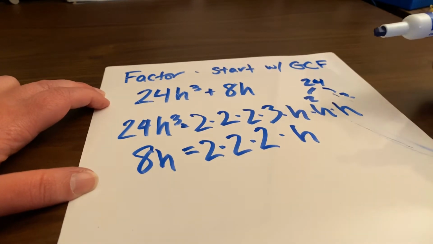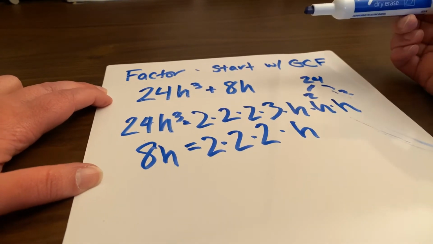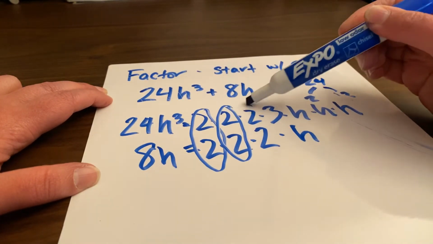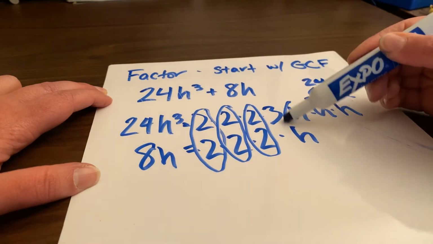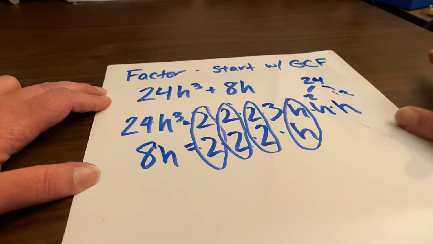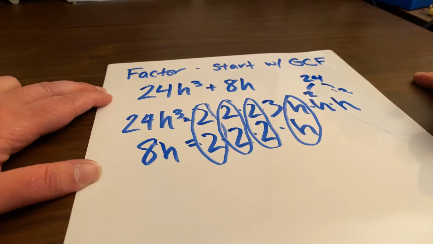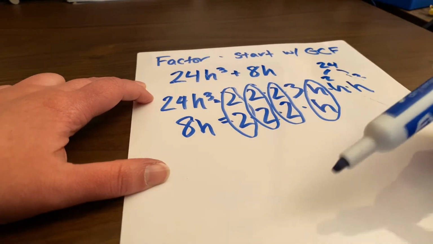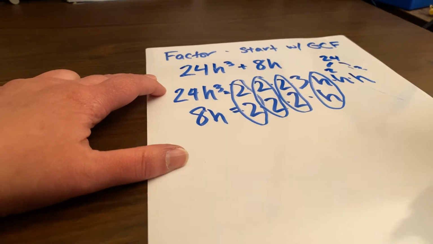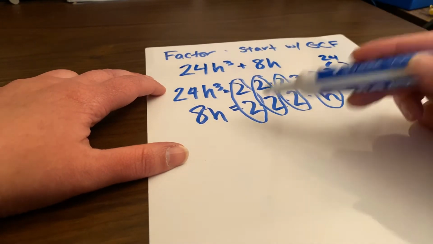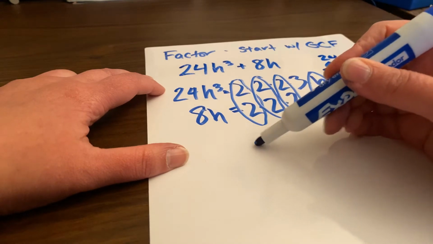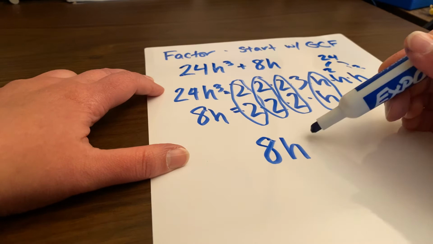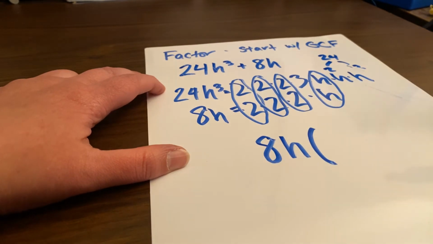Now, I like to say, well, what do these terms have in common? They have a set of 2s, another set of 2s, another set of 2s, and an h. Well, okay, so when we're factoring out the greatest common factor, we're going to pull the things that they have in common outside of the set of parentheses. And so 2 times 2 times 2 is 8, and they also share an h. So we'll pull an 8h out of the parentheses.